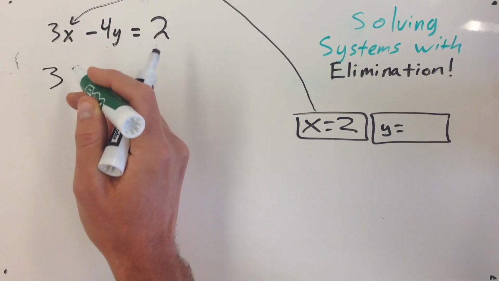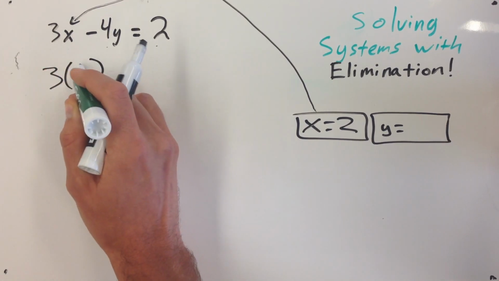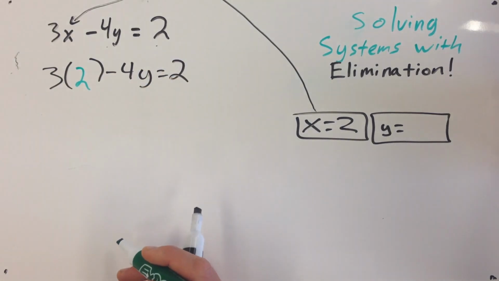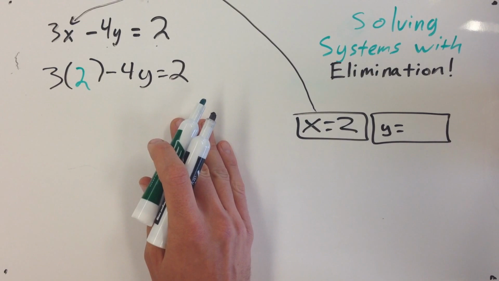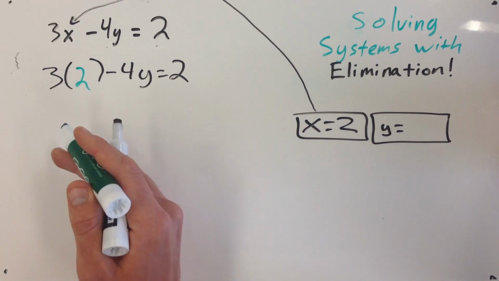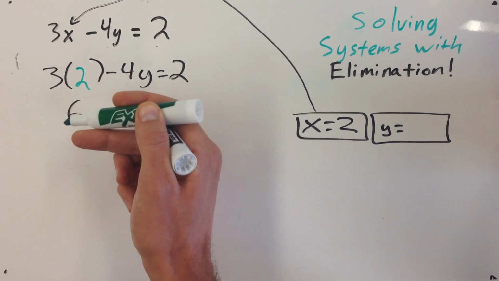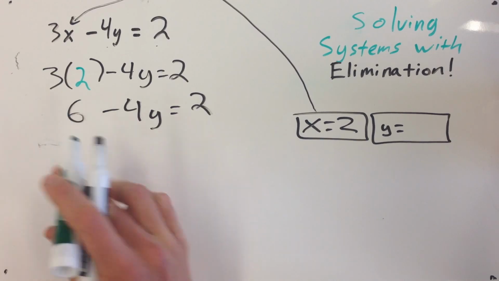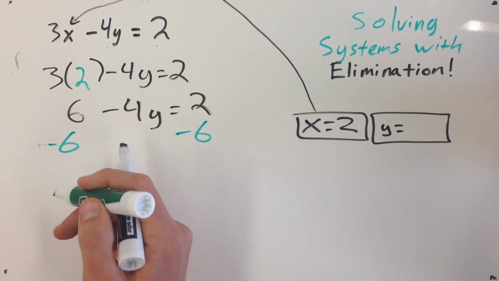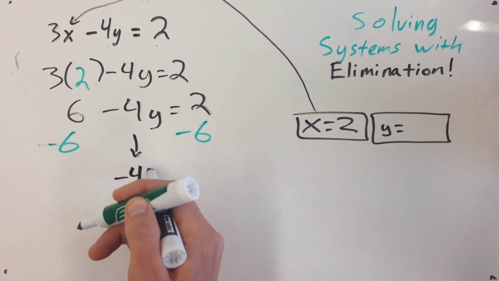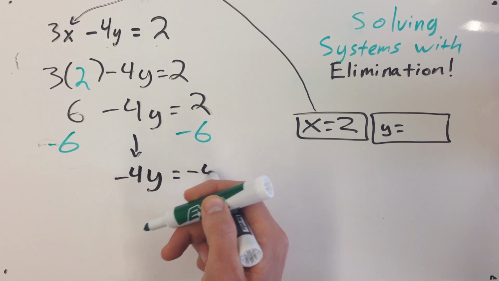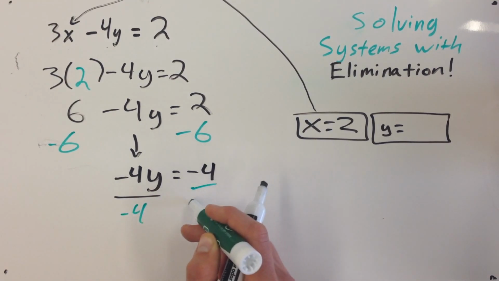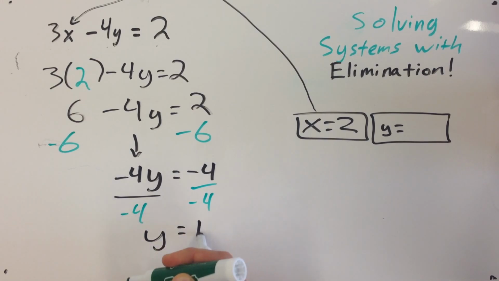This becomes 3 times 2 minus 4y equals 2. So now this is an equation with only one variable. Anytime I have an equation with one variable, I can solve that thing. So it's 6 minus 4y equals 2. I need to subtract 6 from both sides. Now be careful there. That's a negative 4y. So negative 4y equals negative 4. I'm going to divide both sides by negative 4. And I'm going to get y equals 1.